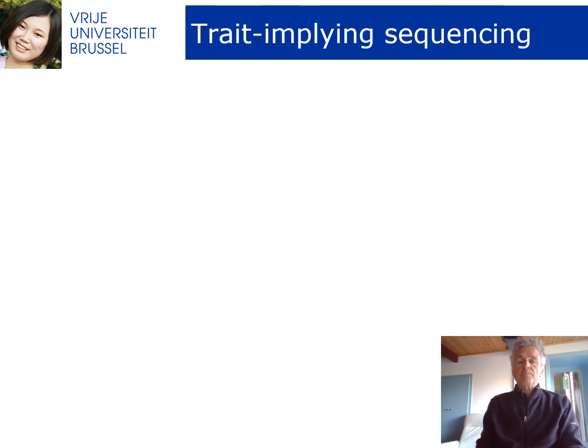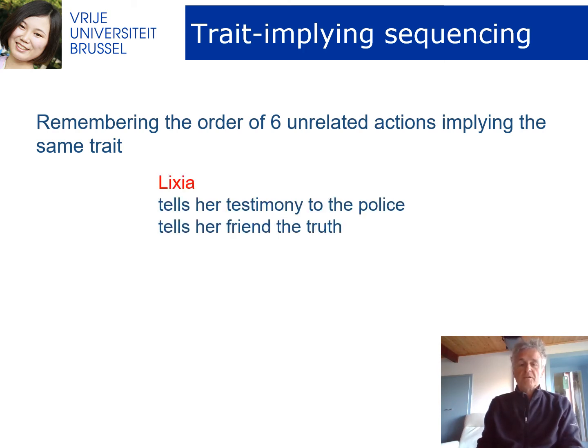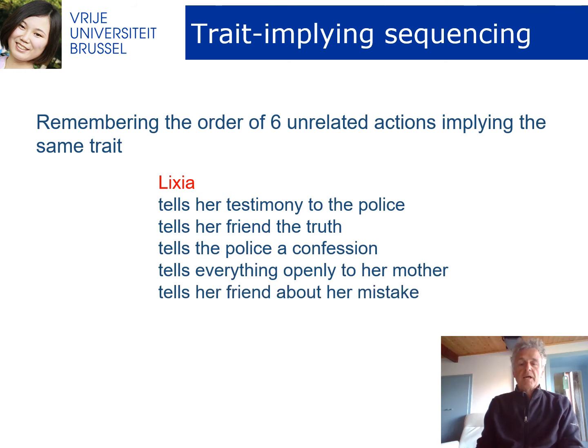We provided participants with a number of sentences that were related to lying, honesty, or not, and they had to memorize these sentences in the correct order. So this was one of the sentences, as you can see here. And after reading all of these sentences, the conclusion is that she is honest. But they also had to memorize the order. That's one of the tasks.